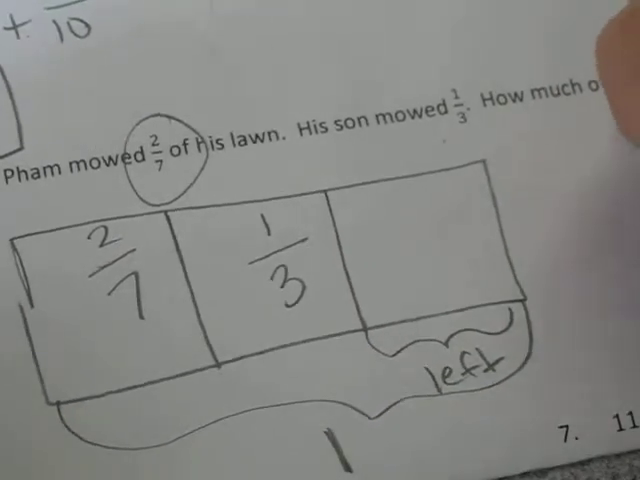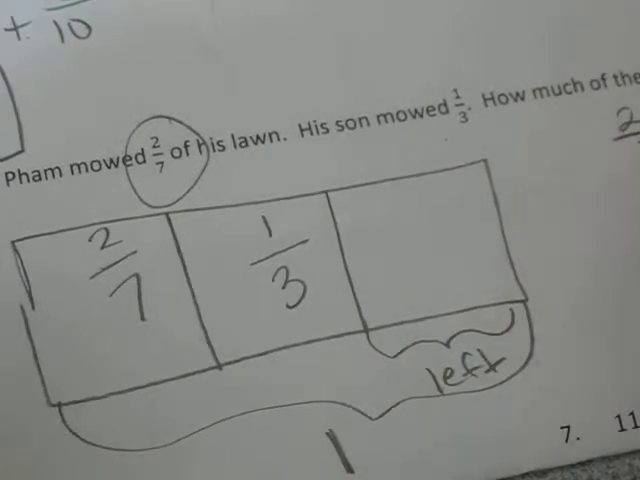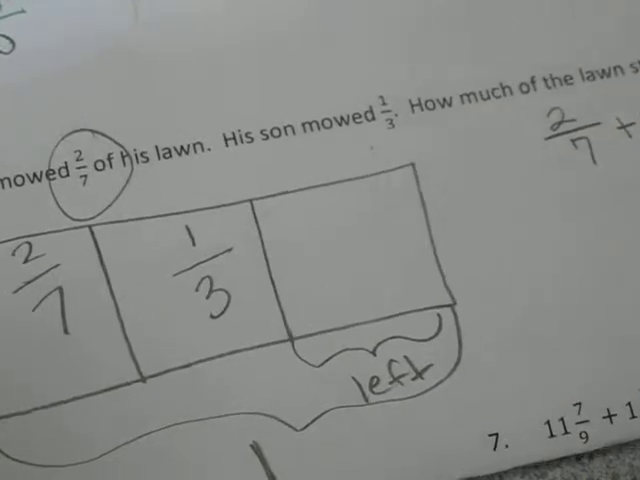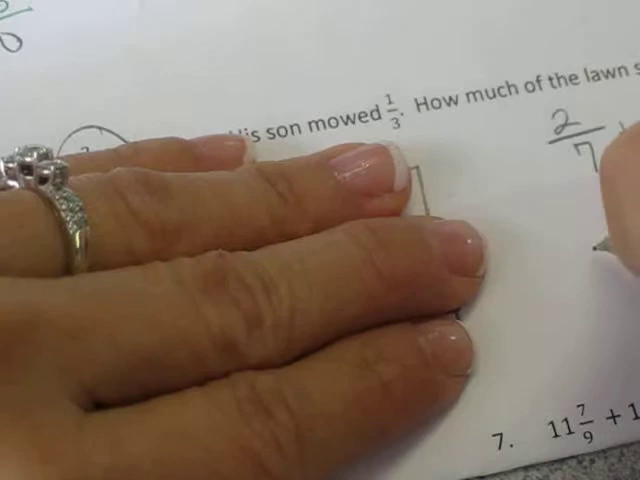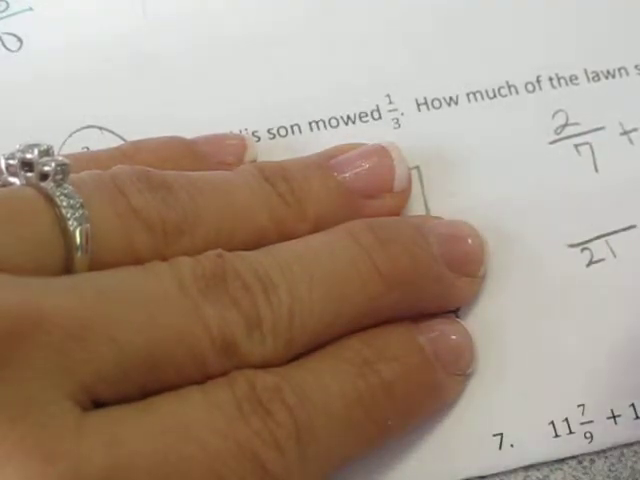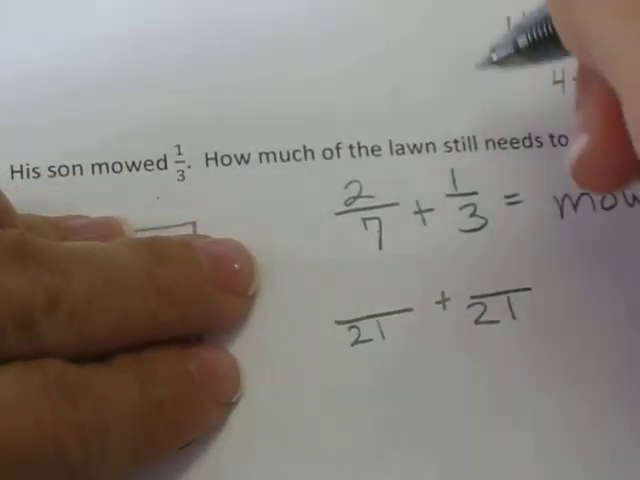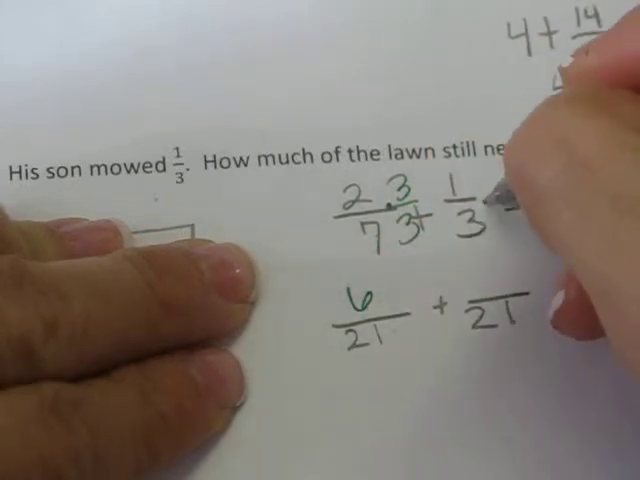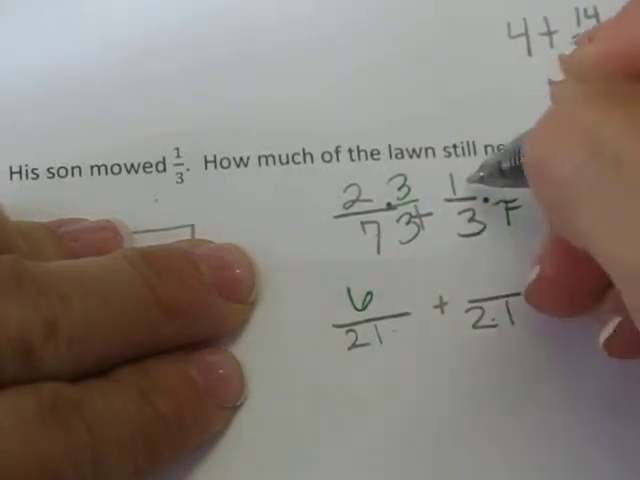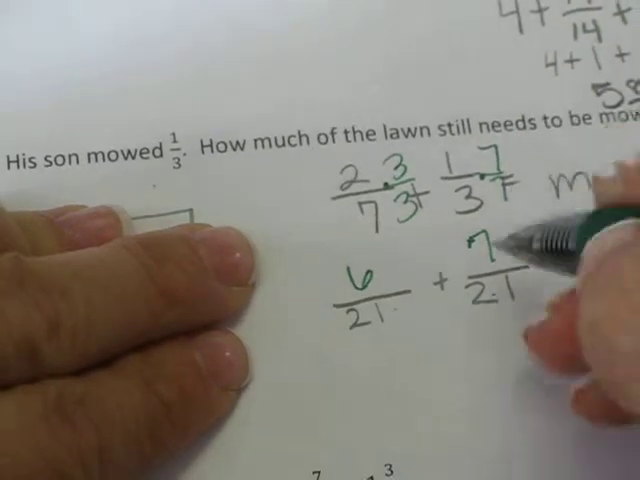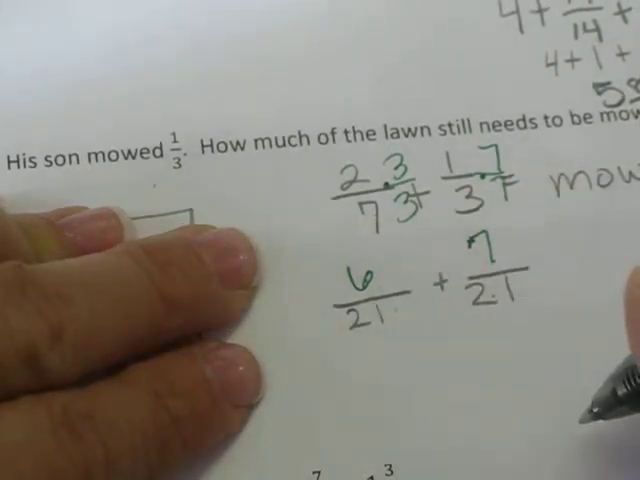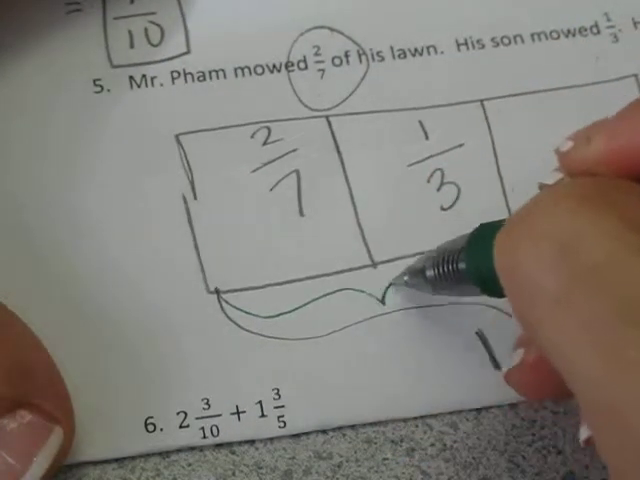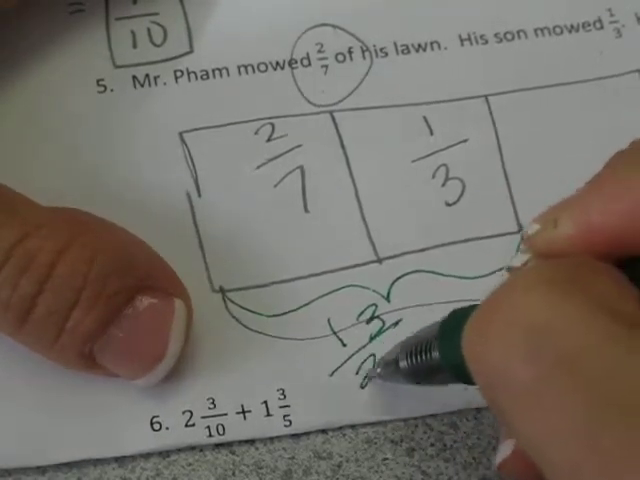Therefore, if we add it up, 2/7 plus 1/3, it's going to give us how much was mowed. Okay, so let's figure that out first. I need a common denominator of 21. 7 times 3 is 21, so 2 times 3 is 6. 3 times 7 is 21, so 1 times 7 is 7. 6 21sts plus 7 21sts is 13 21sts. So if I go back to here, I know that this part is 13 21sts.